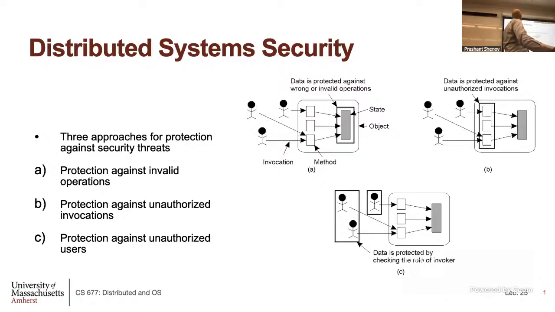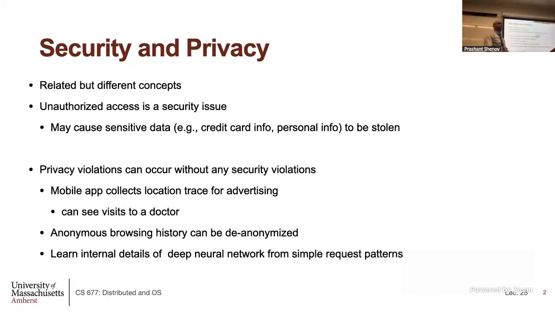Let's start with a little bit of a definition of what security and privacy mean. These are actually different concepts. They sound similar, but they are not. They are related but different. Security relates to things like unauthorized access to resources. You're trying to get access to data or computing resources to which you do not have access. Usually you can use this unauthorized access to steal data. You could, for example, get access to a bank's computer or database and steal sensitive credit card information. That's an example of a security issue.